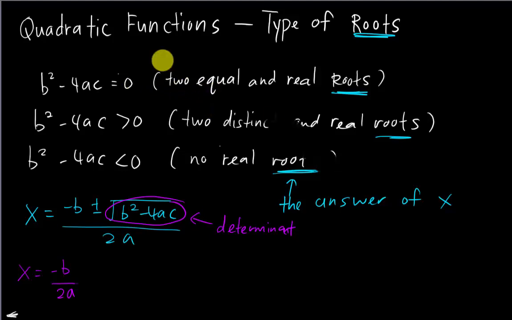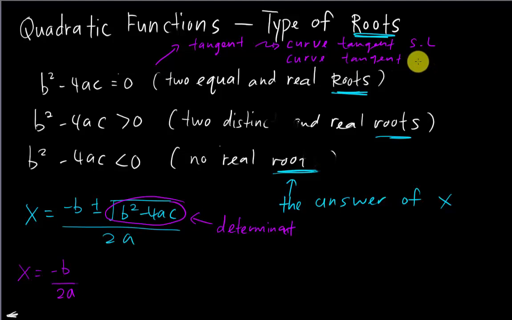Here you have some important keywords. Sometimes they will say the curve is tangent to the straight line. You will see the word tangent, which means they only touch at one point. So it can be the curve is tangent to a straight line, or the curve is tangent to the x-axis. The tangent over here actually means touching the x-axis at one point.